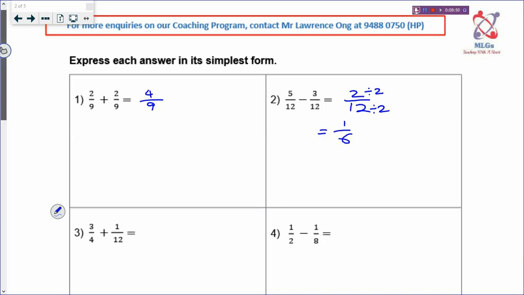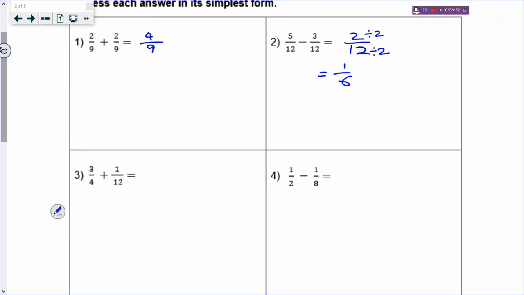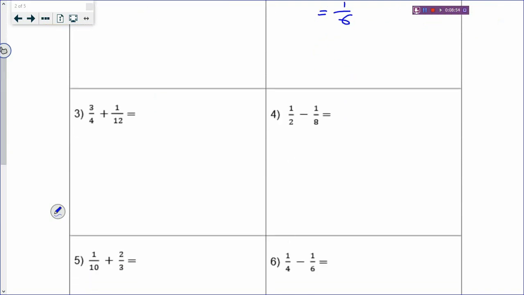Okay, what happens if the denominators are different? Then you will need to make them the same. For example, 3/4 plus 1 over 12. I have to make the denominator the same, just times 3. So 4 times 3, and then your numerator will also have to times 3. So what are you making? You are making something called equivalent fractions, fractions that are equal. So 3 times 3, I will get 9 out of 12, plus 1 over 12.